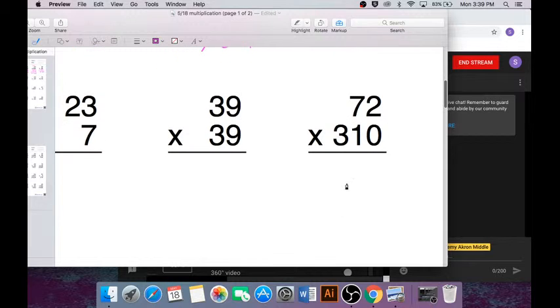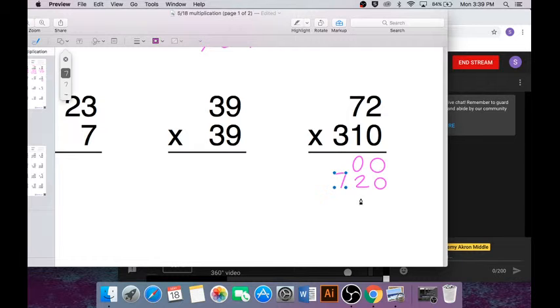Moving on to our next problem, we have 72 times 310. We start with a 0. 0 times 2 is 0, and 0 times 7 is 0. Okay, now we're going to move over to our 1. We're going to put a 0 to hold our place. 1 times 2 is 2. 1 times 7 is 7.